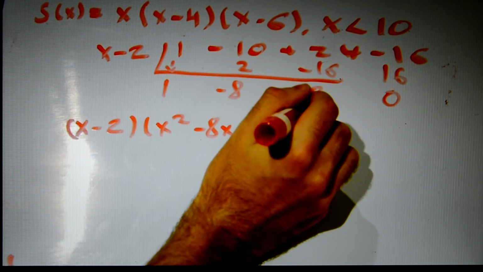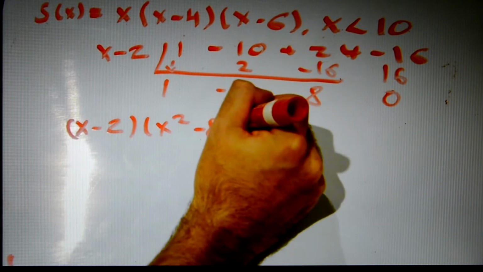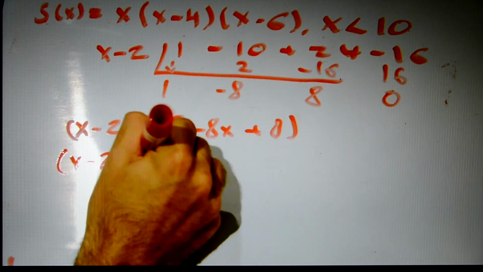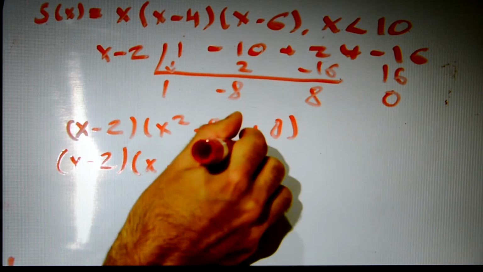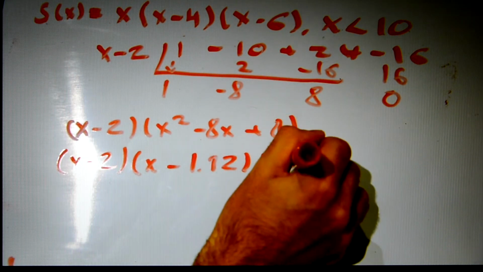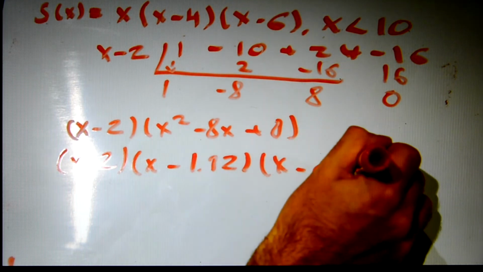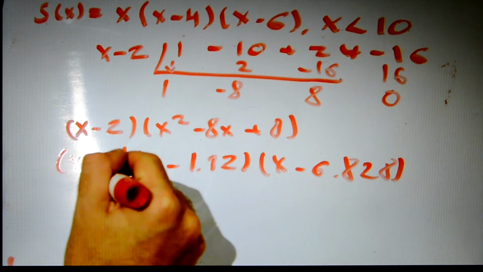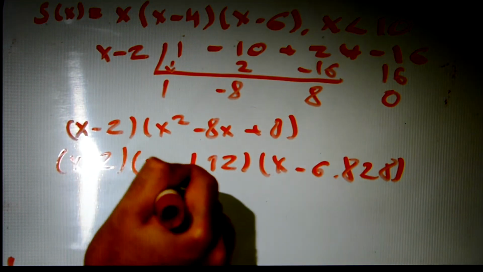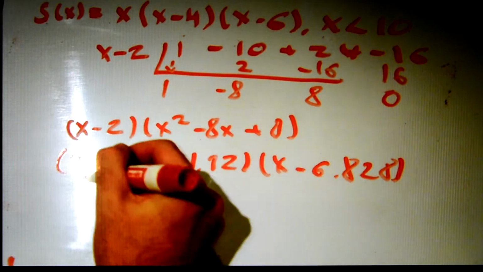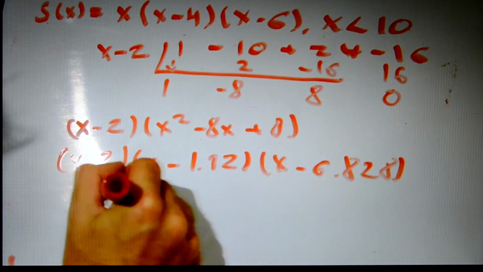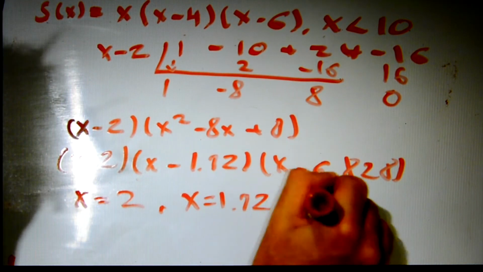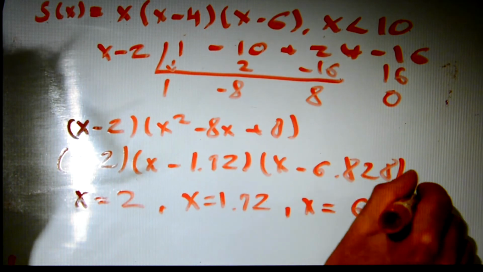To break this apart even further, we must factor this quadratic, giving us x minus 2, x minus 1.72, and x minus 6.828. Since x equals 2 is the only root which is a whole number, we reject the other two answers. This means that x is equal to 2, x is equal to 1.72, and x is equal to 6.828.